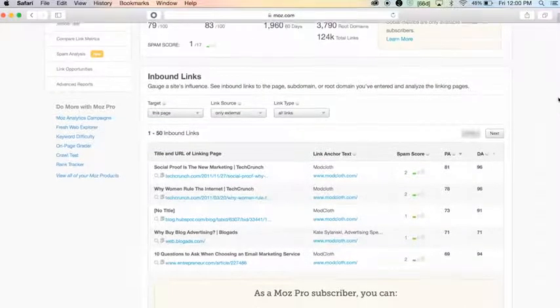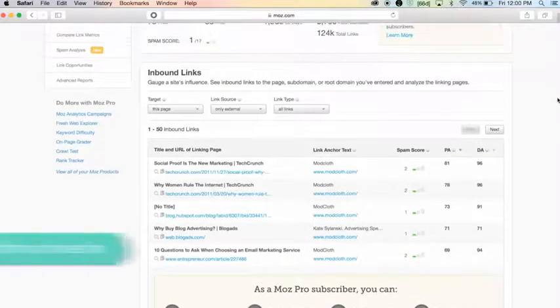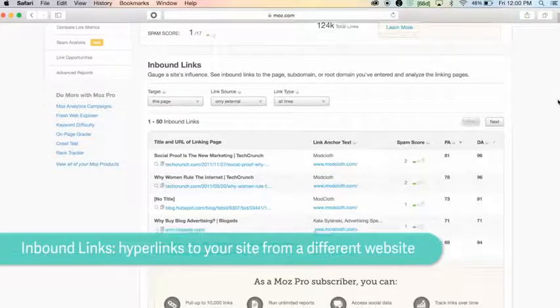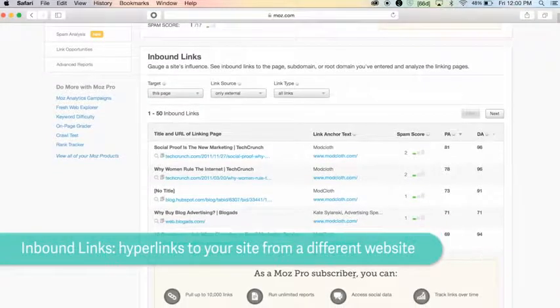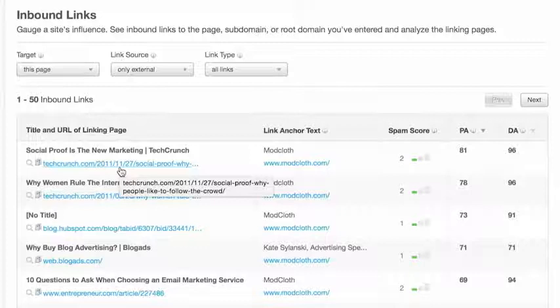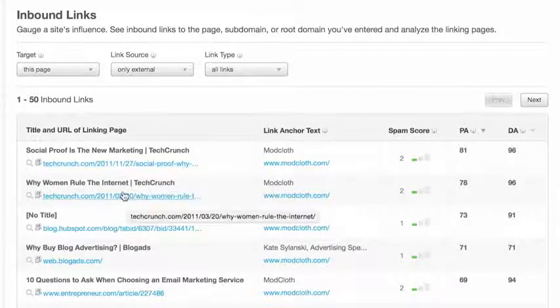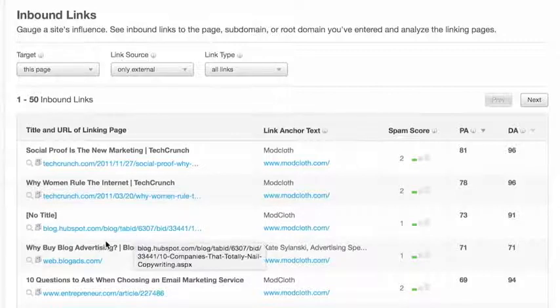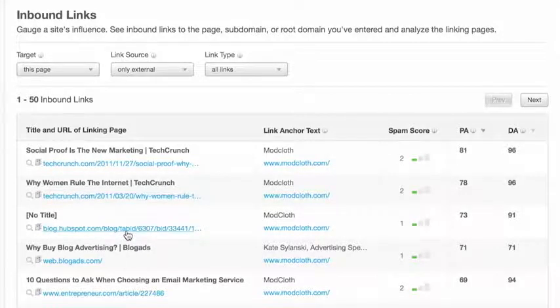So we have got a list of their inbound links here. So I can see here TechCrunch has written about ModCloth. They've got an article on social media here. They've got an article on women in business, because ModCloth is a woman-owned business. I ideally would be able to go through this whole list of 50 links and find the articles that are more specific about the products that they sell.